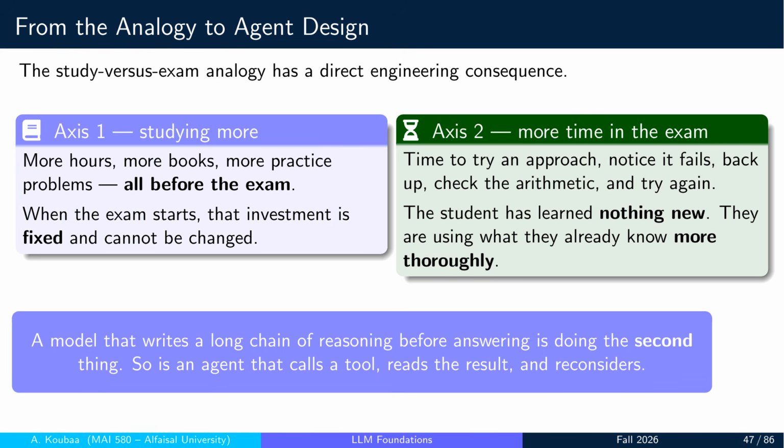A model that writes a long chain of reasoning before answering is doing the second thing. And so is an agent that calls a tool, reads the result, and reconsiders. Your agent loop is axis 2. Every extra iteration you allow is exam time that you are buying.